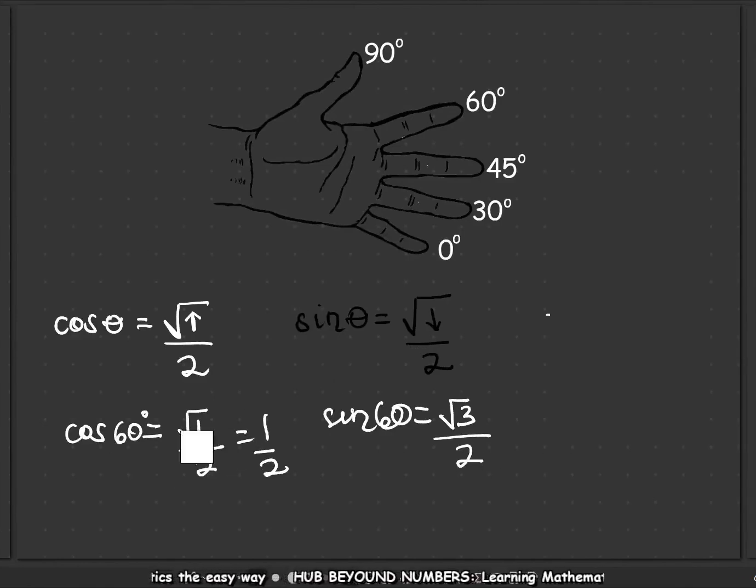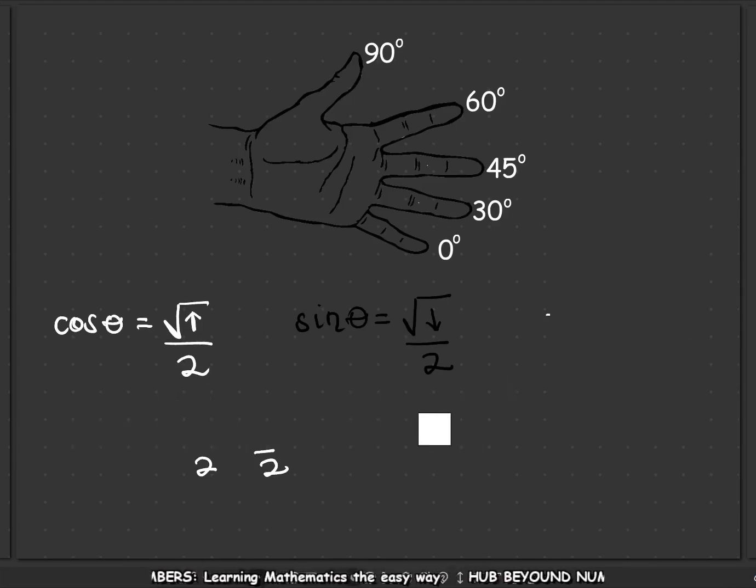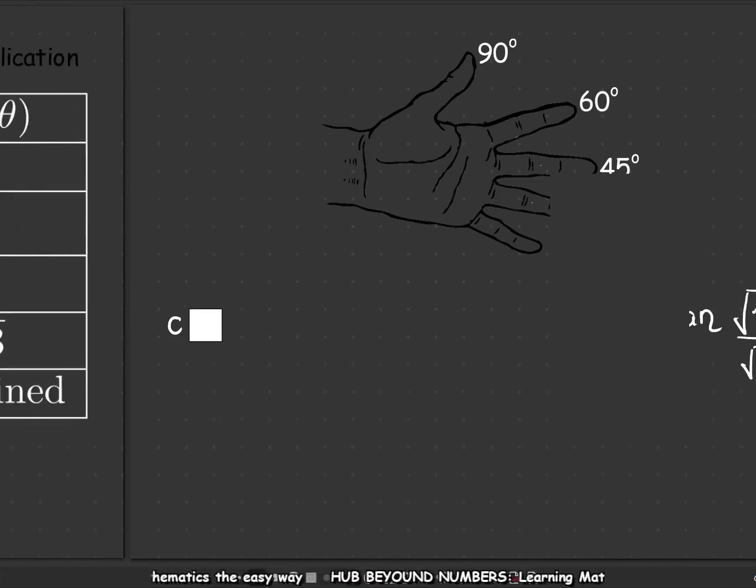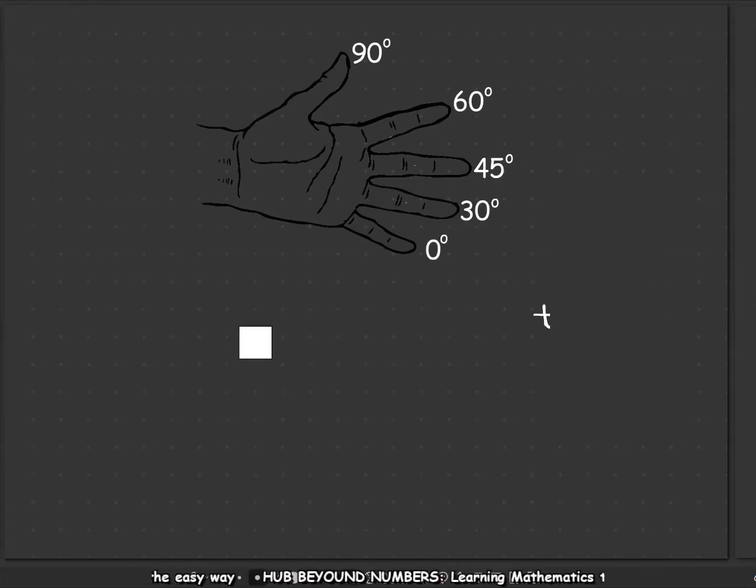So if you have been able to understand just these two that I did, you should be able to do the same for 45, 30, and then 90 as well. And I think you'll be able to remember all of this in your examination, or just memorize that cos is what? The square root of the number of fingers above over 2, and then the sine is what? The square root of the number of fingers below all over 2.